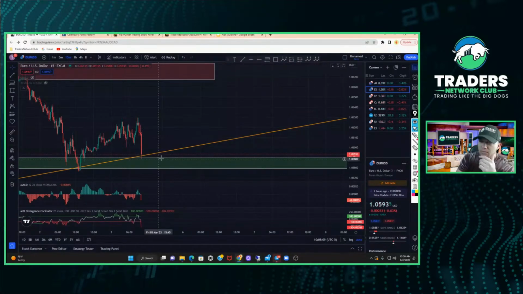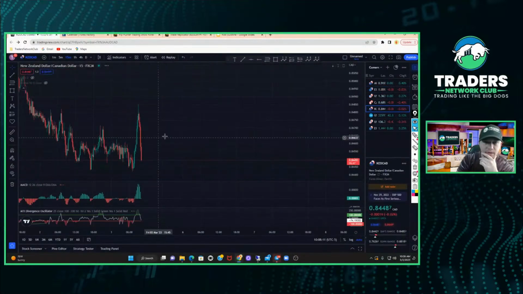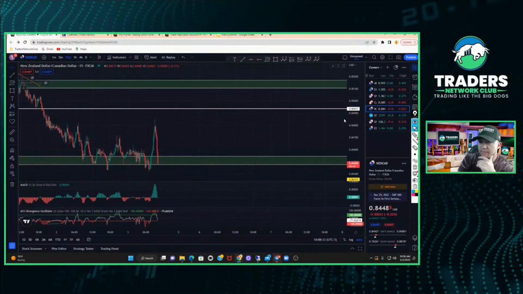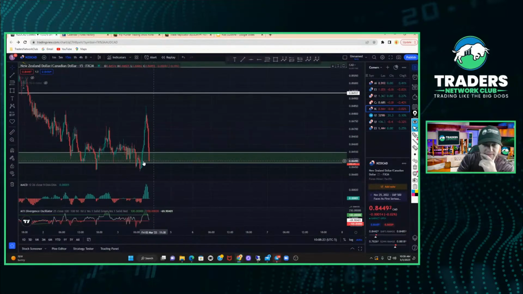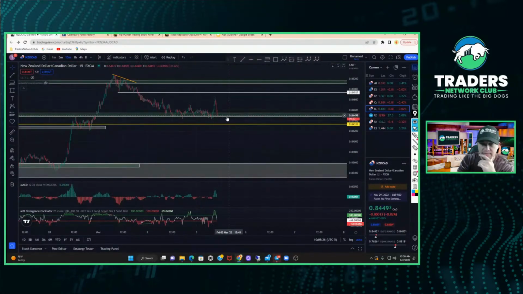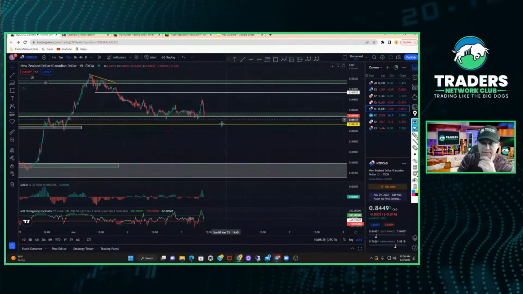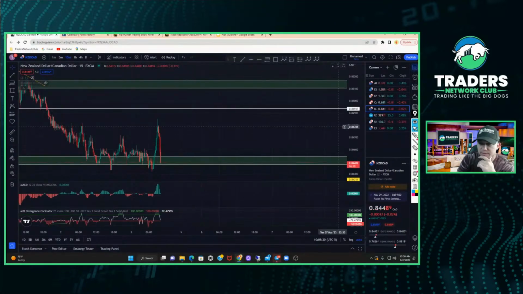All right. Let's take a look at this New Zealand CAD. This is the last pair out of the 5 pairs we trade. We just traded the Aussie CAD, the Euro US dollar, the US dollar CAD, and the CAD Swiss. So now we have the New Zealand CAD, and look at this New Zealand CAD, back to this demand level, and it's moving bearish.